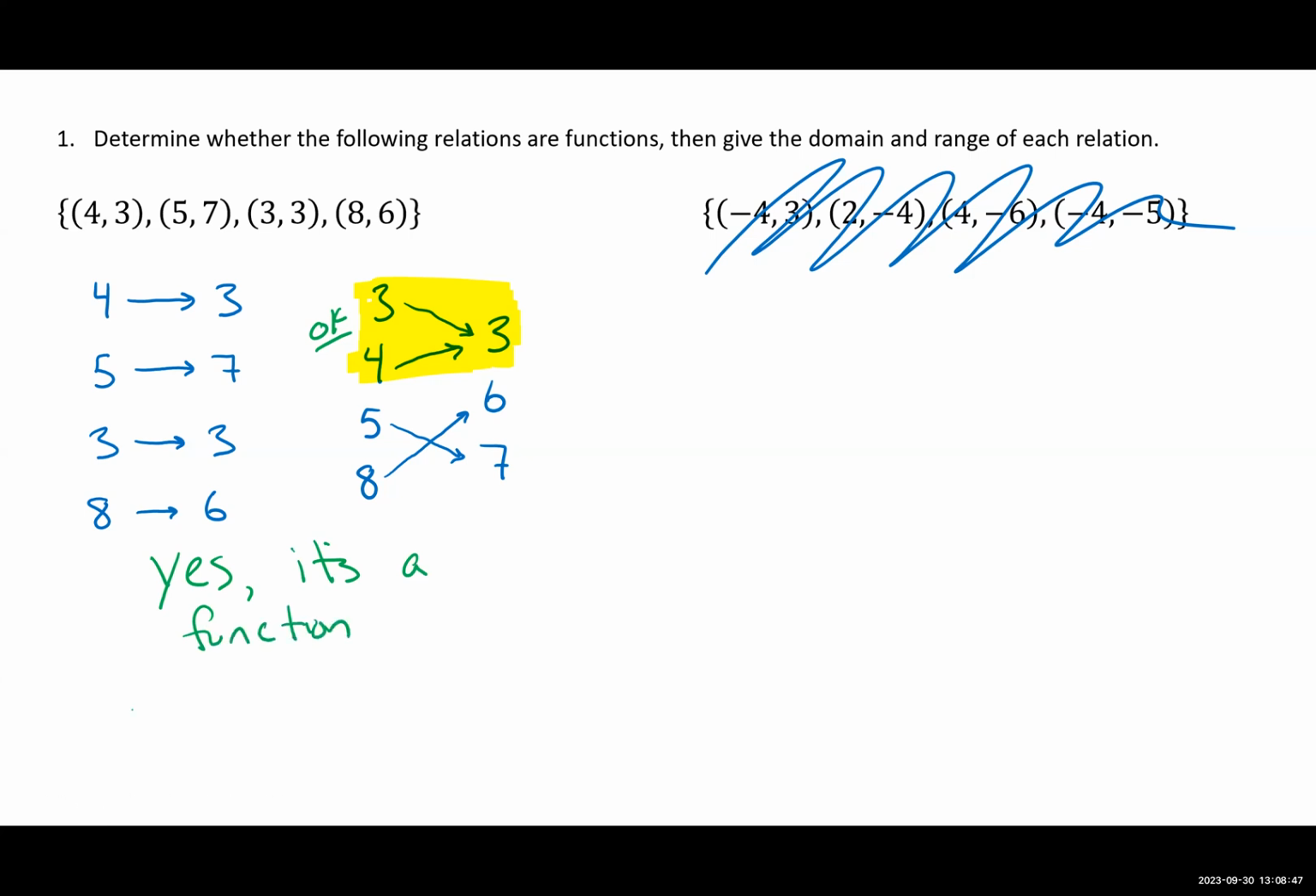It's a function. And now that we know it's a function, the domain is the set of all x values, and the range is the set of all y values. We're actually using three of the definitions on the previous slide. So the domain would be the set of the numbers 3, 4, 5, and 8, all the x values that occur in this relationship.